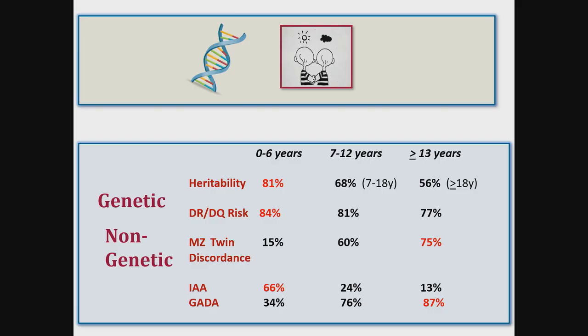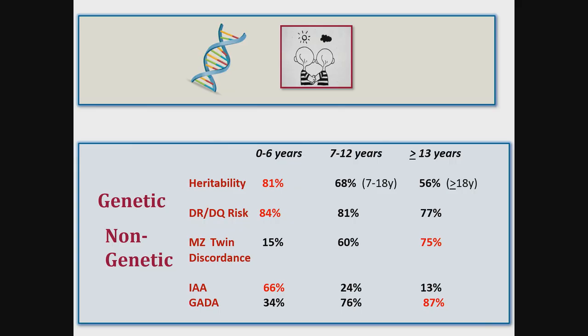So if you look at heritability, and this is derived from a recent work of Sofia Karlsson published in The Lancet, where she looked at over 3 million Swedish people, she found that the heritability was 81% in those who are under the age of 7, and only 56% in those over the age of 13. Again, if you look at some Finnish data for the DRDQ genotype risk, the risk is higher, 84% in those who are under the age of 7, as compared with 77% in those who are over 13.